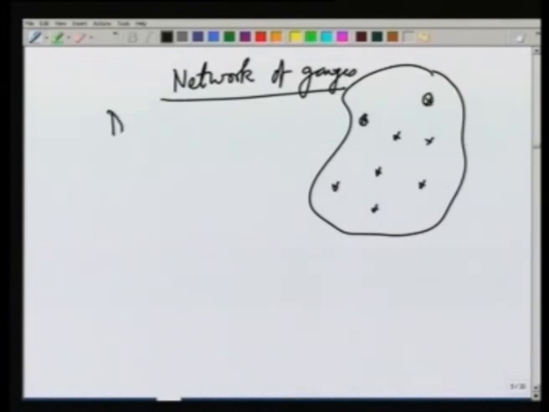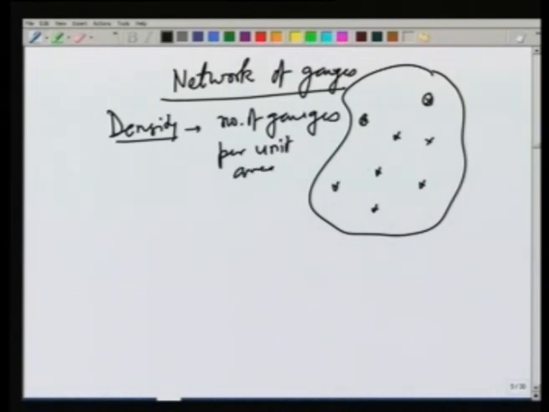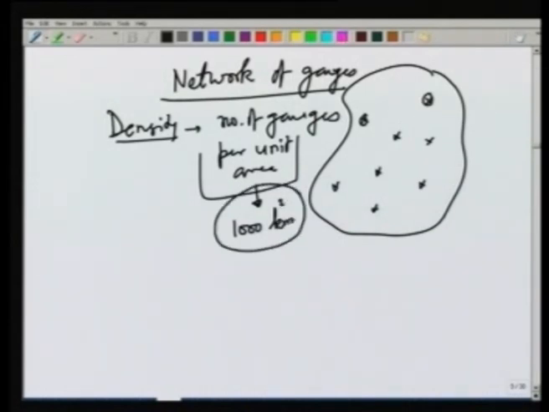So, the density is typically defined as number of gauges per unit area, where the unit area may be taken as kilometer square, or sometimes we would use, since the areas typically are quite large, let us say that we take a unit area of 1000 kilometer square.